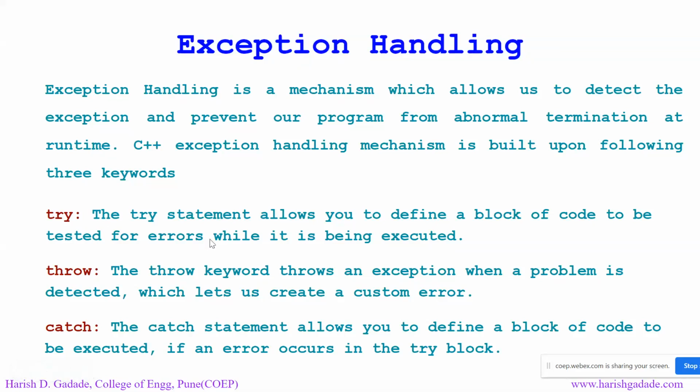So the try statement allows you to define a block of code to be tested for errors while it is being executed. I'll tell you the example so that you will understand this. Throw: the throw keyword throws an exception when a problem is detected, right? So this will throw an exception when that problem is detected, which lets us create a custom error.